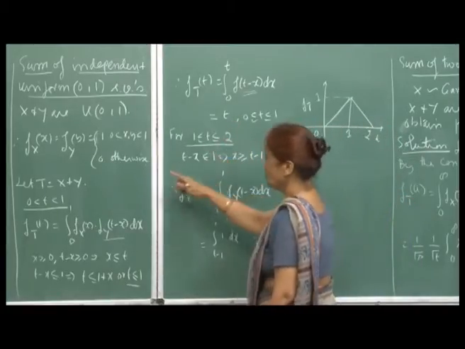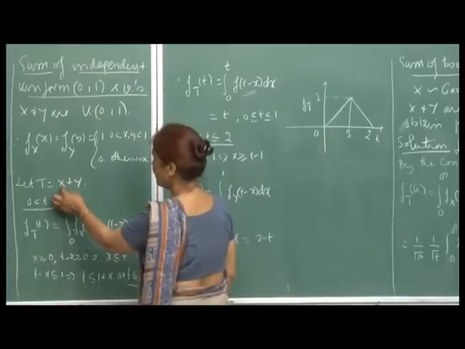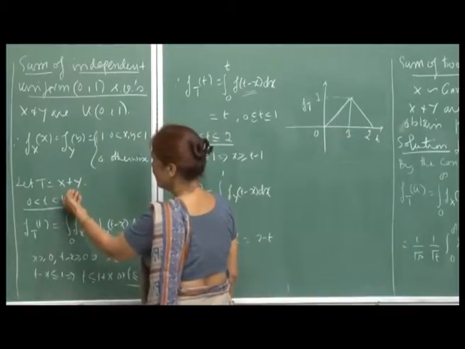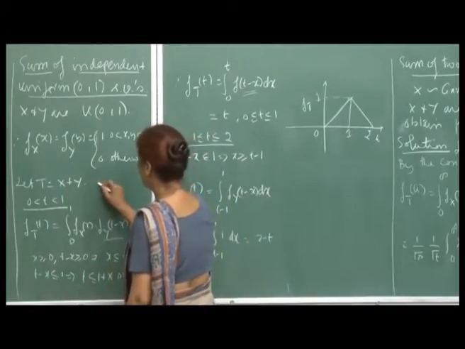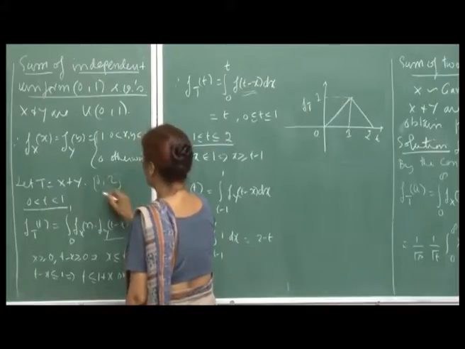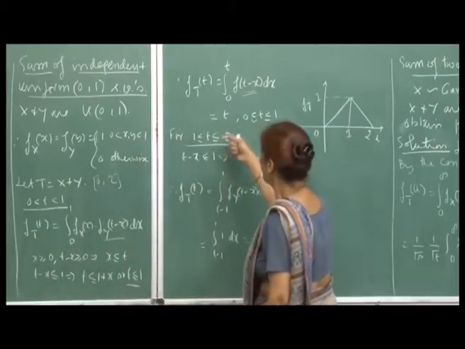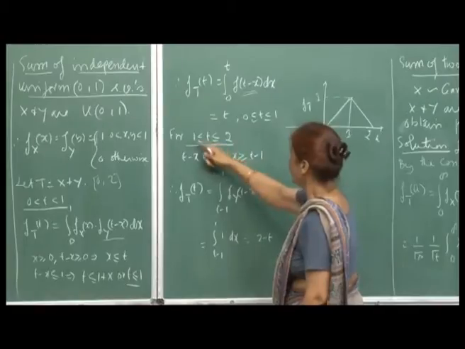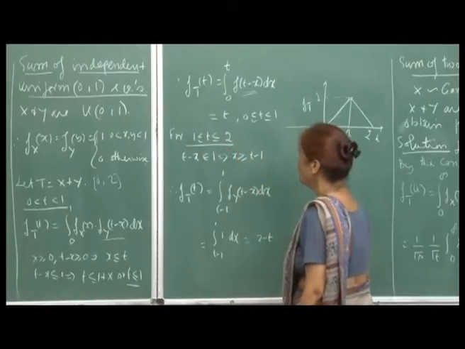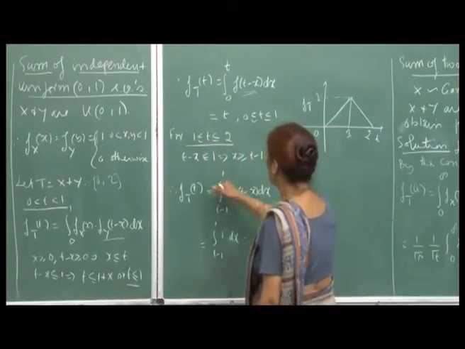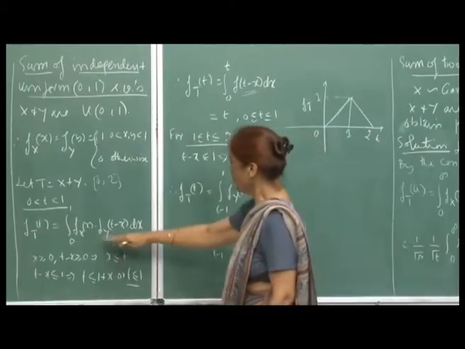Now, because x and y can both take values between 0 and 1, the range for x plus y is from 0 to 2. So we have to consider the values of t lying between 1 and 2. And in this case, you see again the convolution formula is this.